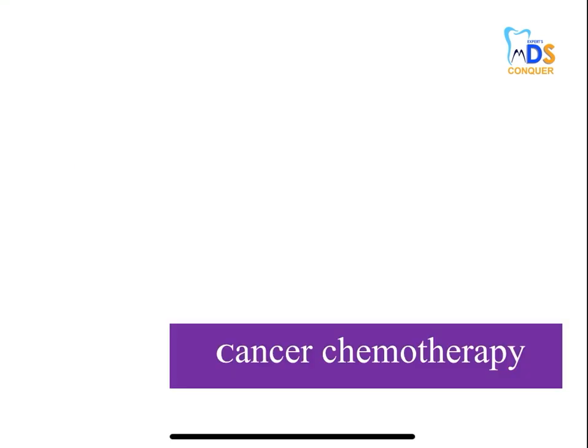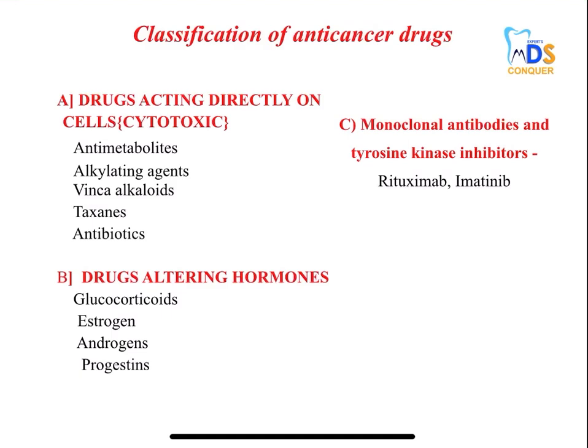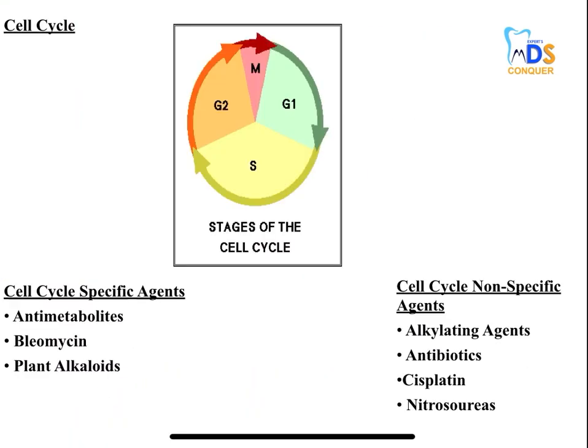Okay, so we are done with the major antibiotics. Next is the anti-cancer drugs. Anti-cancer drugs are classified as given here: drugs acting directly on the cells or cytotoxic, altering the hormones, and monoclonal antibodies. I think you are aware of it. The main drugs come under this. First being the antimetabolites and others, which we will be discussing further. Which are the cell cycle specific and cell cycle non-specific agents is again clearly given here, so note them down as well.